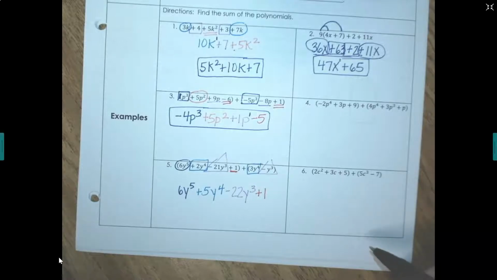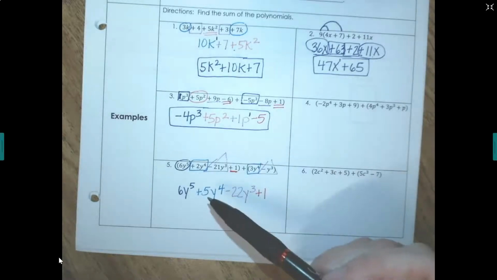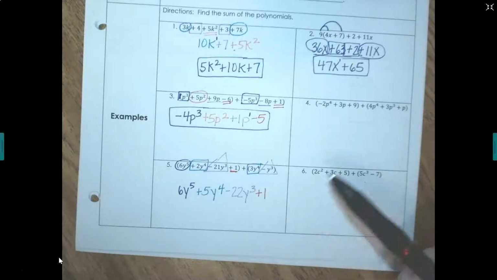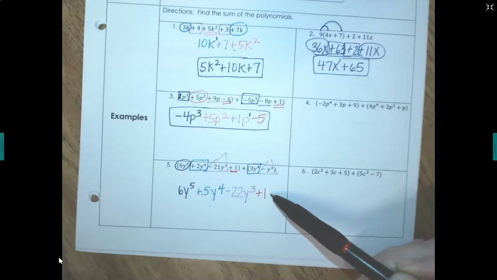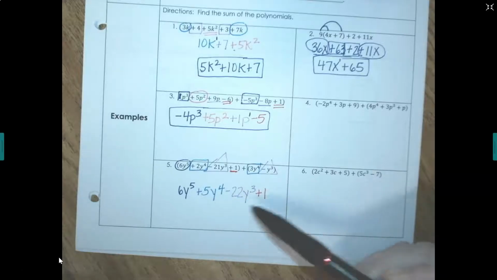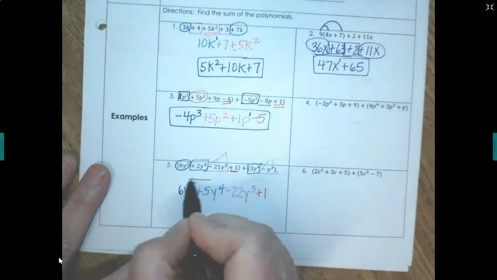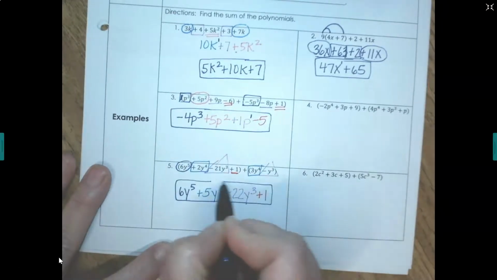So when I look at my degrees, I notice that they're already in descending order. The biggest one is 5, then 4, then 3. We don't have a 2 or a 1, but we have a none. So they're in order biggest to smallest. So that makes this our final answer.